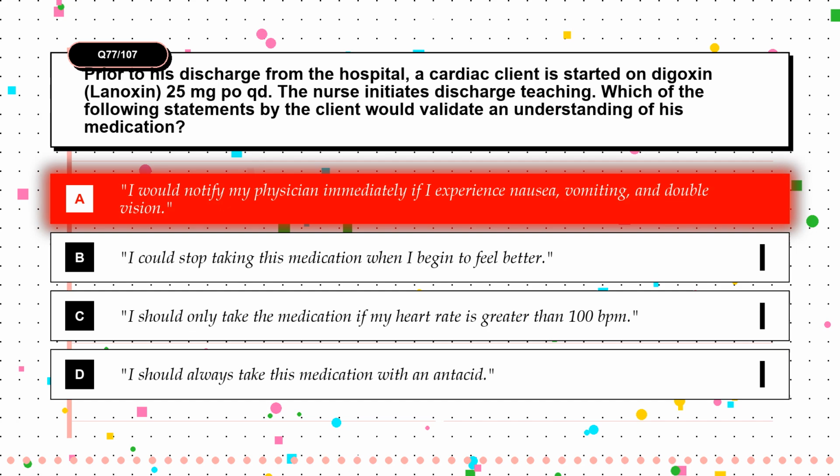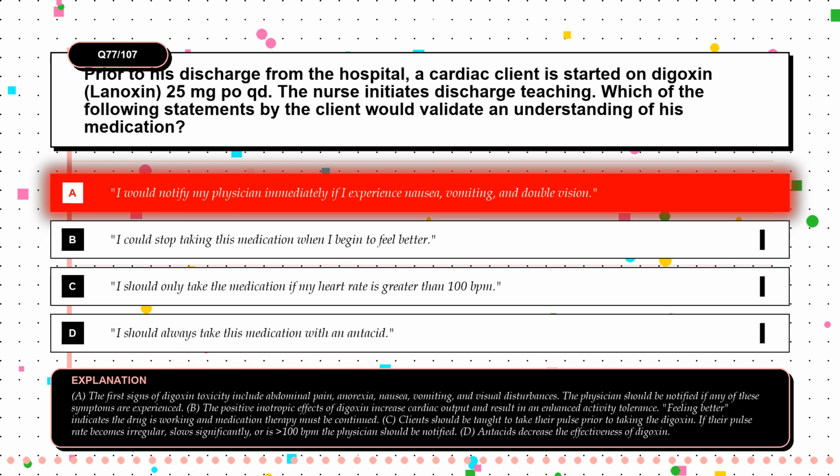The correct answer is option A. I would notify my physician immediately if I experience nausea, vomiting, and double vision. The first signs of digoxin toxicity include abdominal pain, anorexia, nausea, vomiting, and visual disturbances. The physician should be notified if any of these symptoms are experienced.